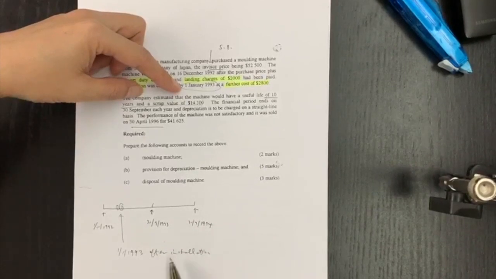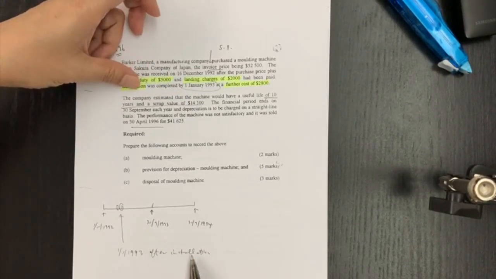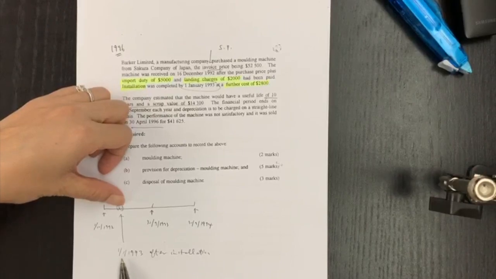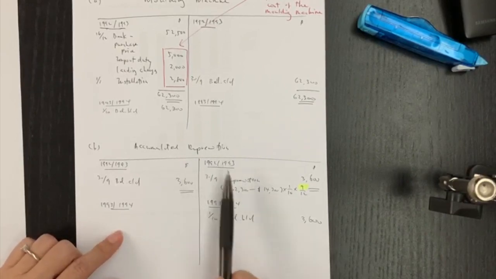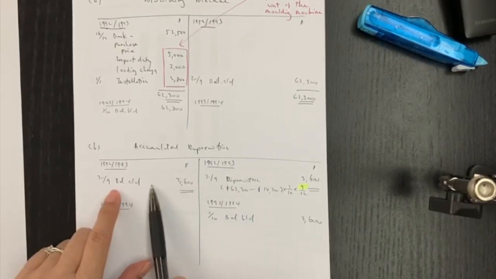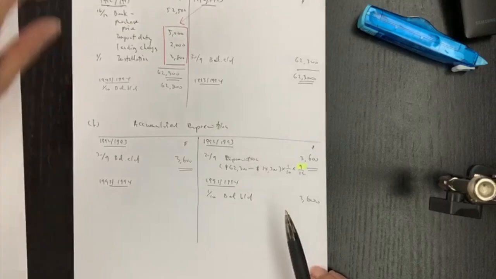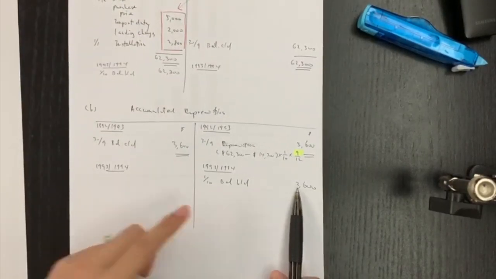If we don't install, we cannot use the molding machine. So right after installation, now we can use the machine. So the date to start providing depreciation should be here, 1st of January. This accumulated depreciation account is a real account, so I have to close this 3,600 as the closing balance, and this closing balance will be the opening balance in year 2. So I start with 3,600.